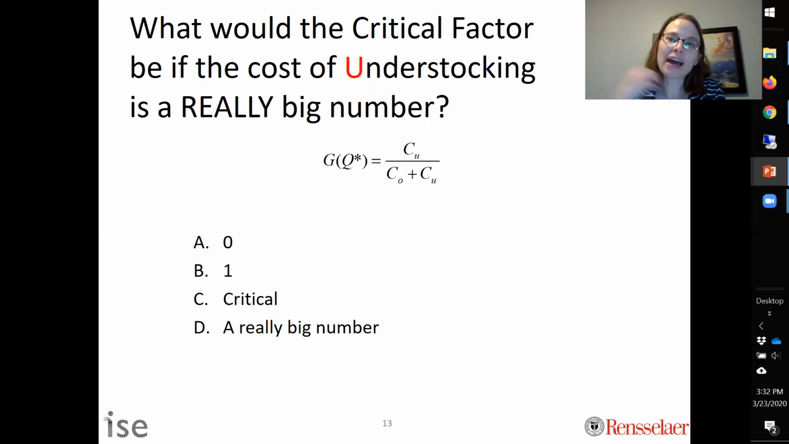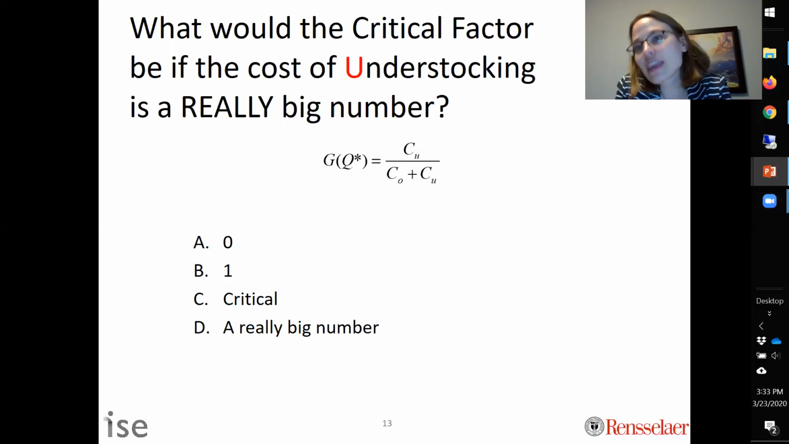Hopefully you have reasoned that the correct answer here is B, or 1. If you think about CU being a really big number, let's say CU is 1 billion and CO is just 10, then 1 billion divided by 10 plus 1 billion approaches 1. What does that mean? That means we need to set Q star such that we fulfill 100% of the cumulative distribution function. We basically never want to stock out. We never want to not have enough.